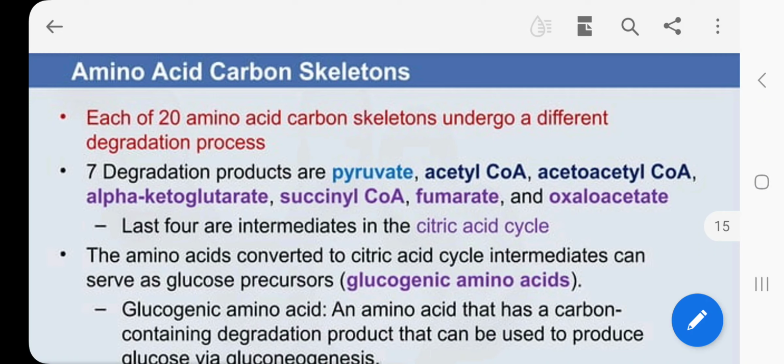It's pyruvate, acetyl-CoA, acetoacetyl-CoA, alpha-ketoglutarate, or sometimes it's depicted by the Greek letter alpha, succinyl-CoA, fumarate, and oxaloacetate. So, last 4, yung 4 na nahuli, are intermediates in the citric acid cycle. The amino acids converted to citric acid cycle intermediates can serve as glucose precursors. Anong tawag doon? They are called glucogenic amino acids.